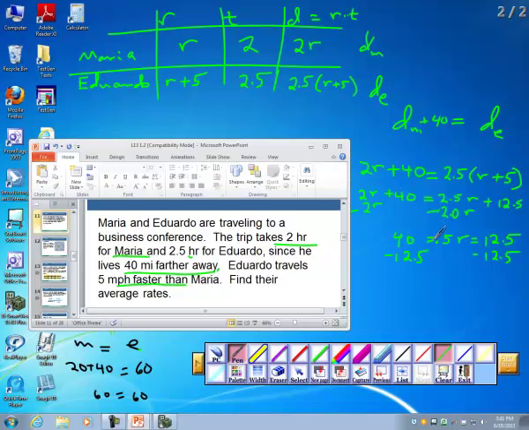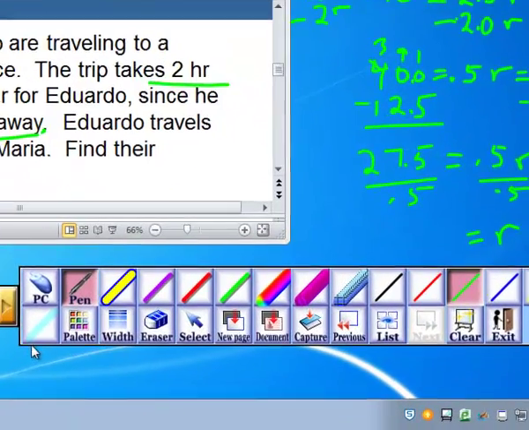Then we subtract 12.5 from both sides, and we get 27.5 equals 0.5R. And so we can divide by 0.5, and we get R equals 55.